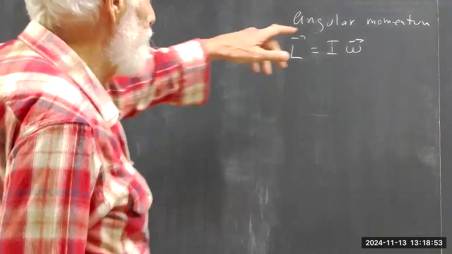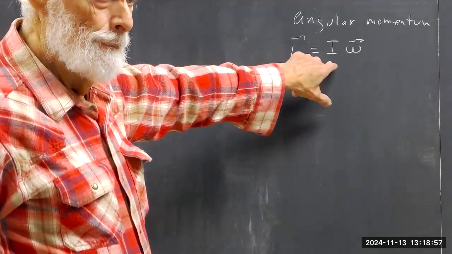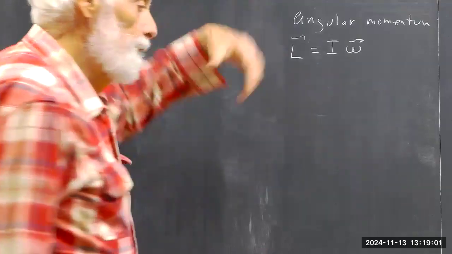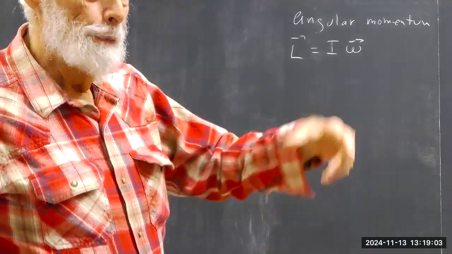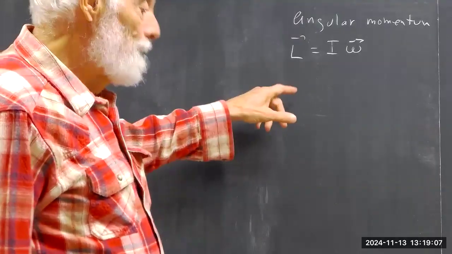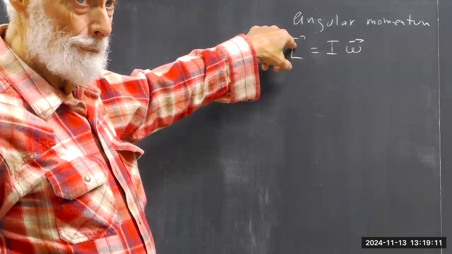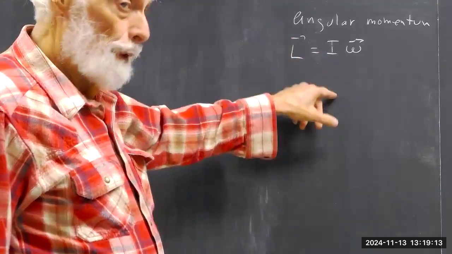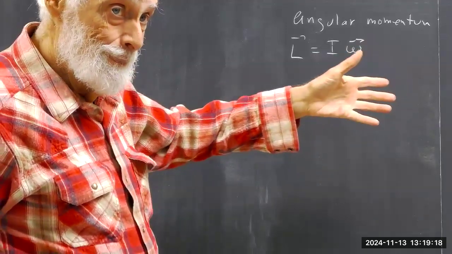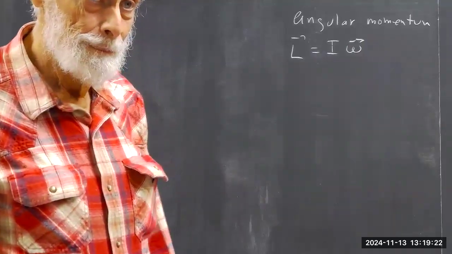Angular momentum, I think your book uses capital L. It's equal to I omega. It's totally analogous to linear momentum, p equals mv, right? Instead of p, which is momentum, we've got L, which is angular momentum. Instead of mass, we've got moment of inertia, because that's what responds to torques. Okay? Instead of v, we've got omega, angular velocity.